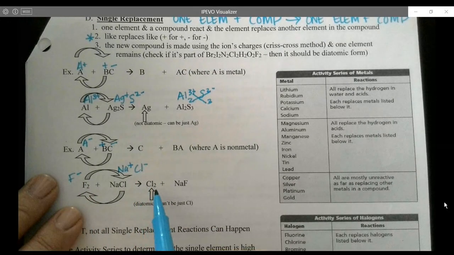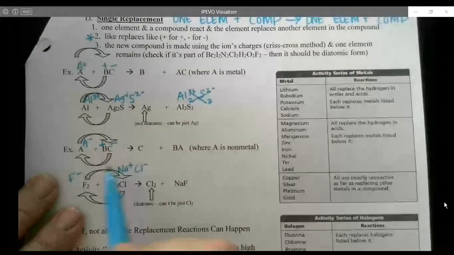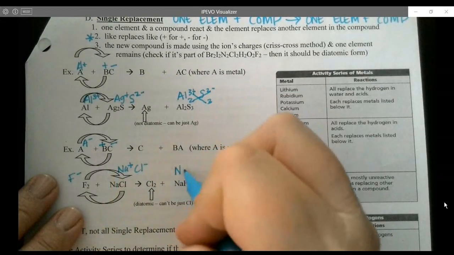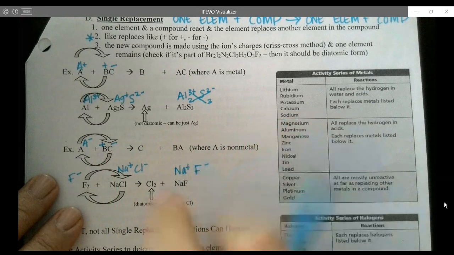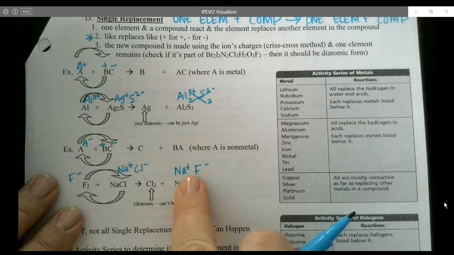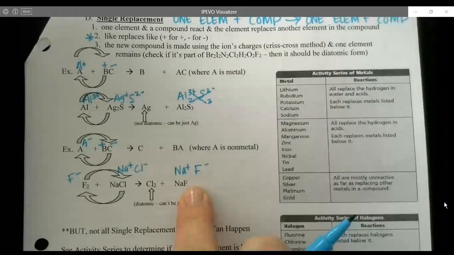But why is chlorine a Cl2? Well, that's because it's diatomic. It's a Brinklehoff, so it's got to be in diatomic form. And then fluorine is going to bond with Na. Again, use your charges to help figure out your new compound. Na is a plus, F is a negative, so therefore you're going to get NaF as your compound.